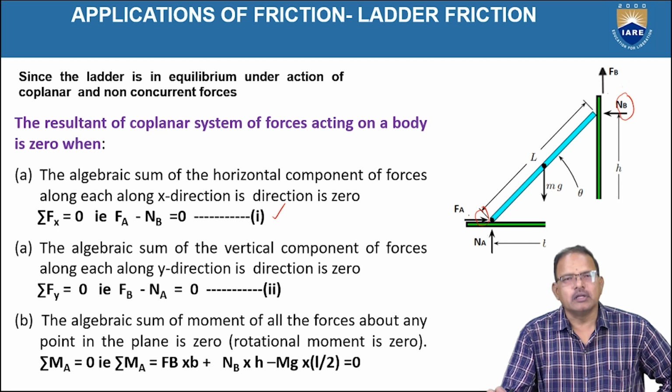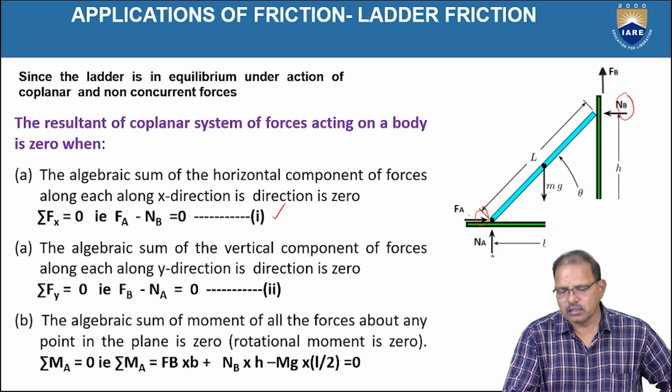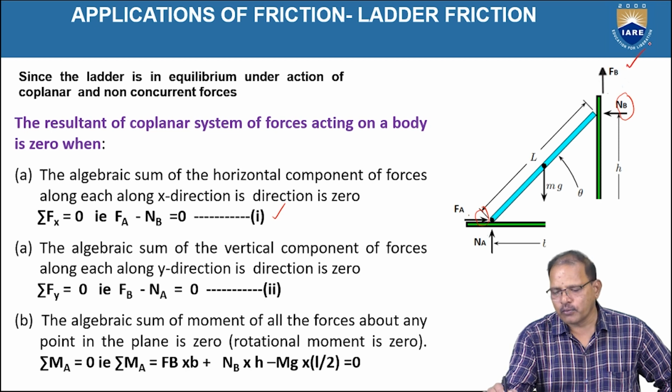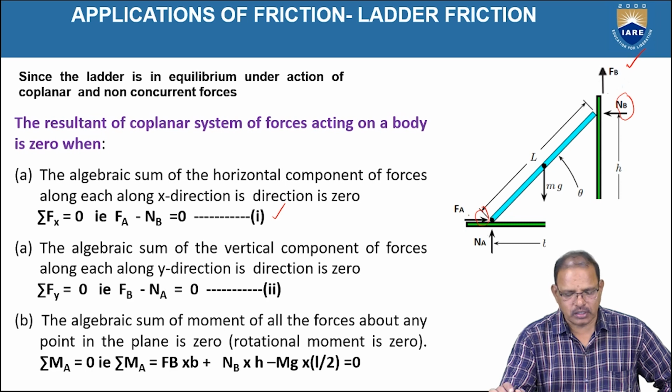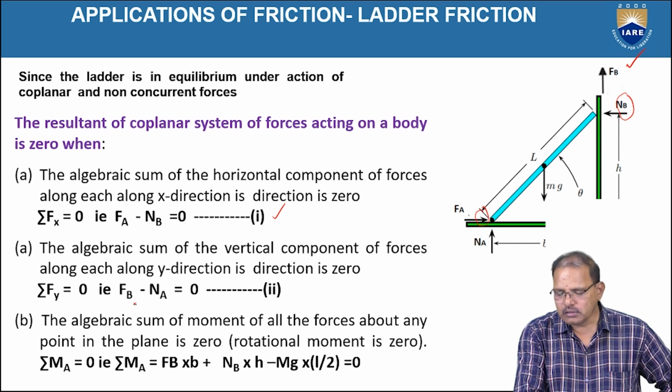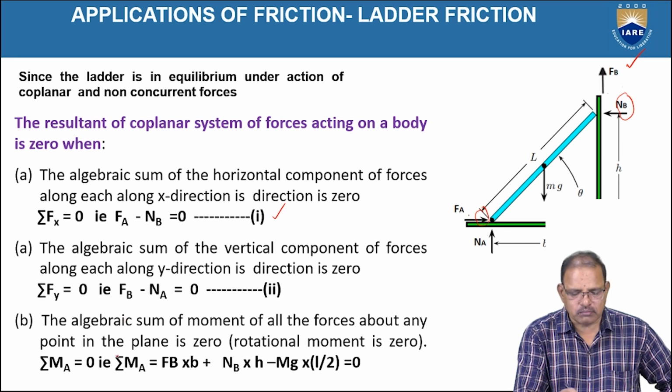Similarly, the algebraic sum of the vertical components acting on the ladder should also be equal to 0. Here, Na is acting in the upward direction, Fb is also acting upward, and W is acting in the downward direction. So Fb positive plus Na positive minus W should be equal to 0.